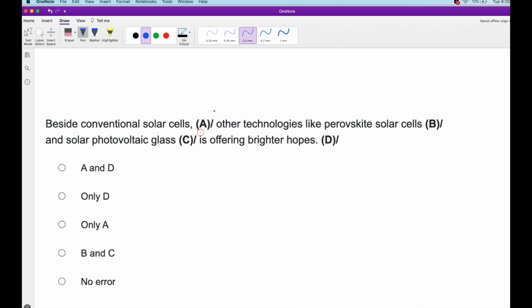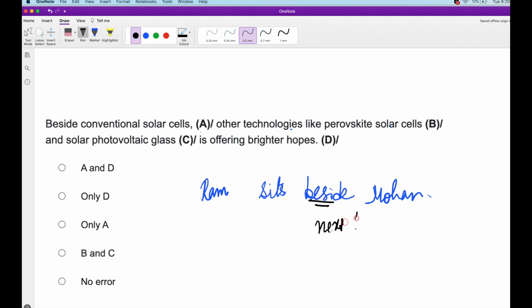Beside conventional solar cells, other technologies like perovskite solar cells and solar photovoltaic glass is offering brighter hopes. Okay, fine. So look at this question. If I say Ram sits beside Mohan, this means what? This means right next to. If this is Ram, then this is Mohan. Ram sits next to Mohan.